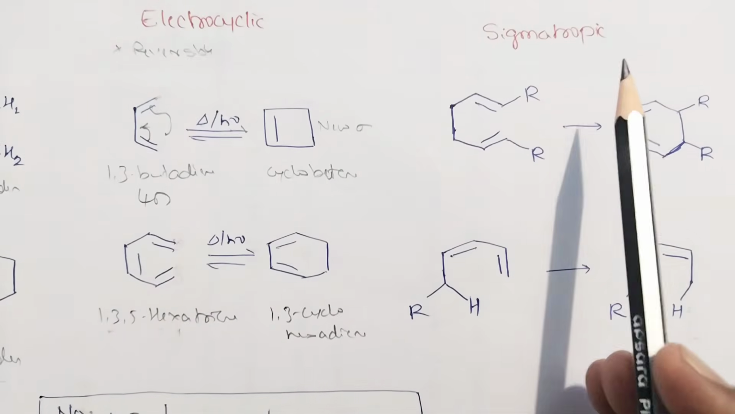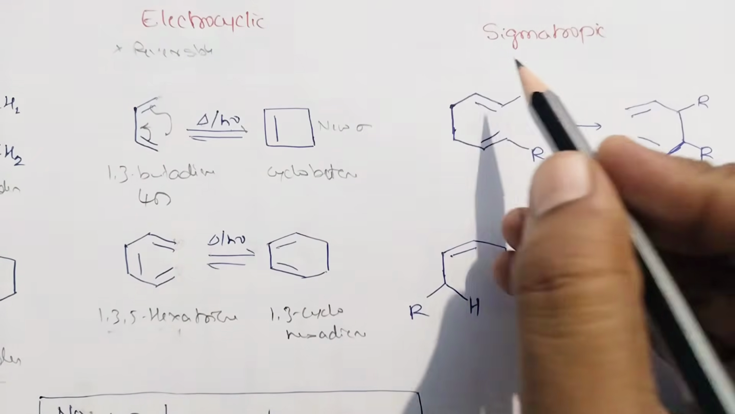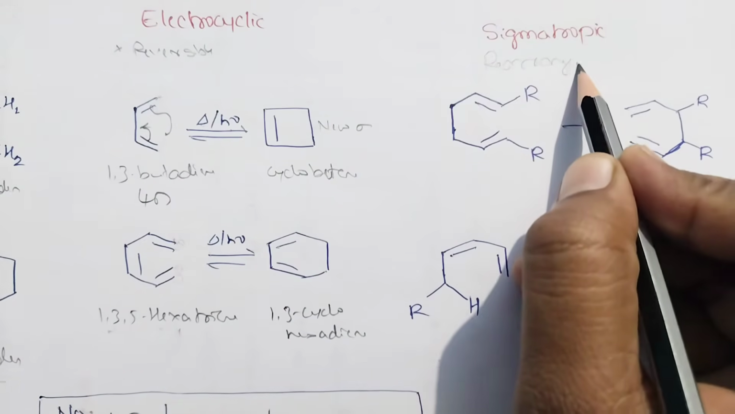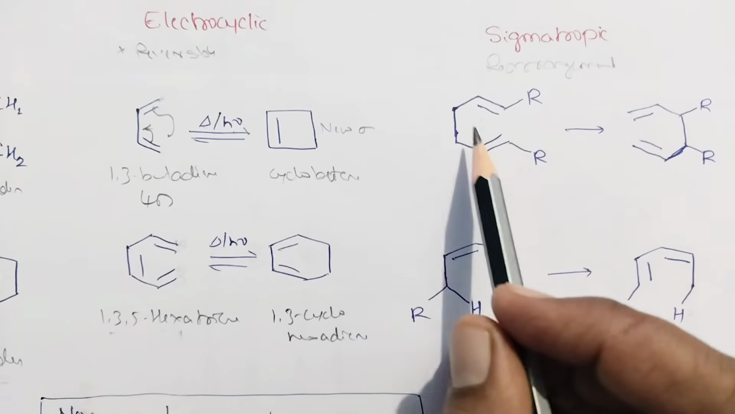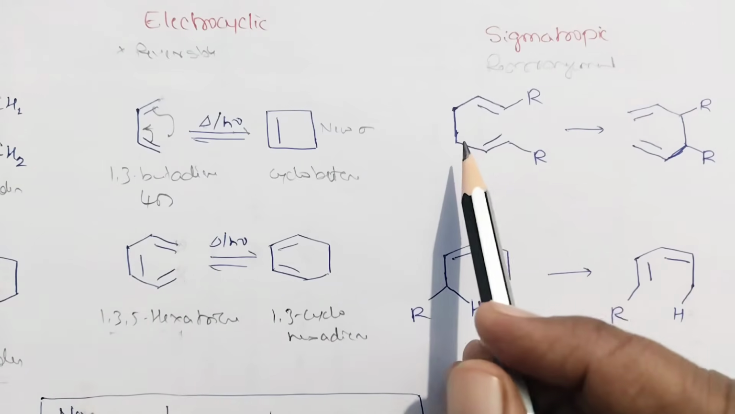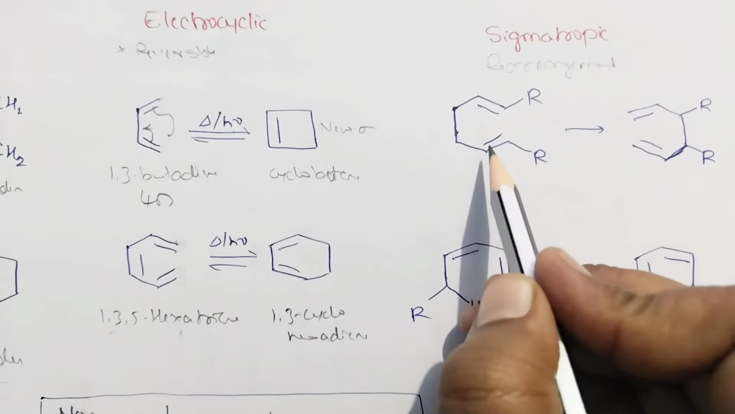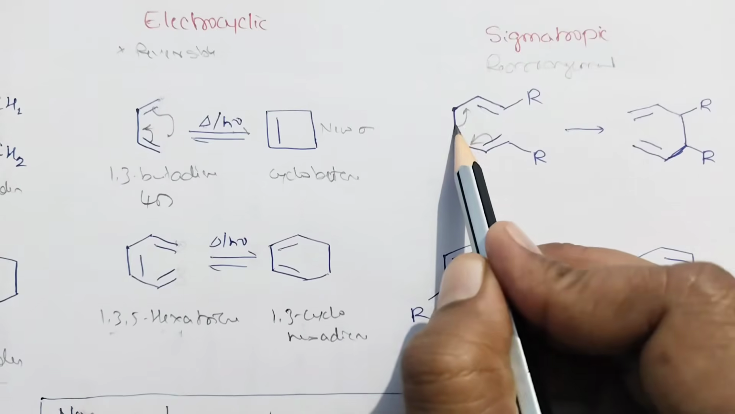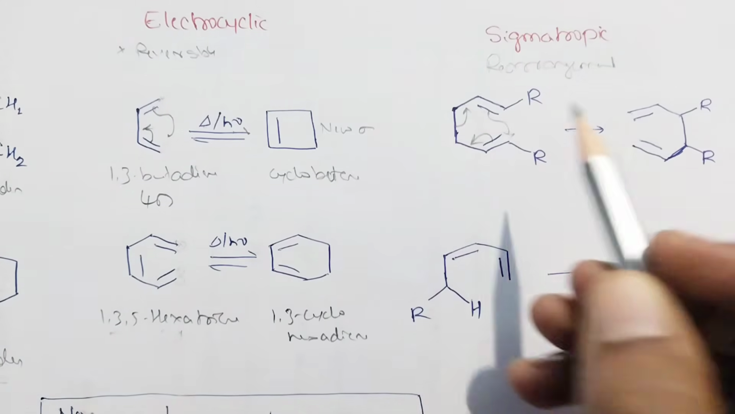Next type is sigmatropic reactions. Here it is a rearrangement reaction. Sigmatropic rearrangement reactions. Here the shift of pi electrons takes place, and the cleavage of a sigma bond and the formation of a sigma bond takes place. Here this is the shift of this pi bond. This sigma bond is consumed and shifts here as a pi bond, and this pi bond is converted into a sigma bond.